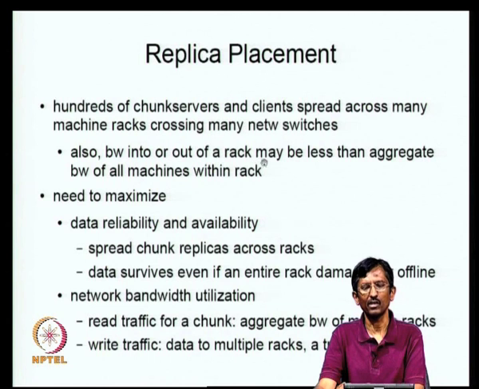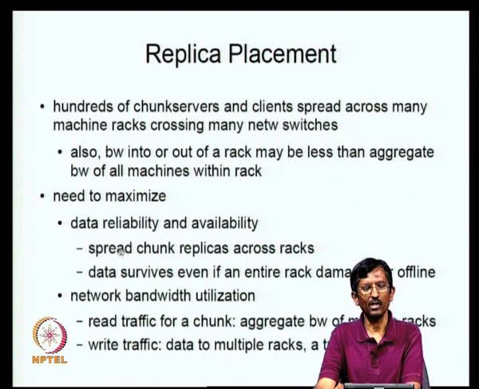For example, when these people did it, it was gigabit Ethernet. So, out of the rack will probably be 1 gigabit, whereas if you have some 20 or 30 machines, each of them with 100 megabit per second, let us say, that will certainly be bigger than the 1 gigabit connection. Because of this, your replica placement has to be managed in such a way that you maximize data availability and reliability and also network bandwidth utilization.